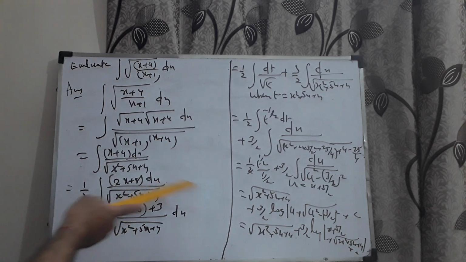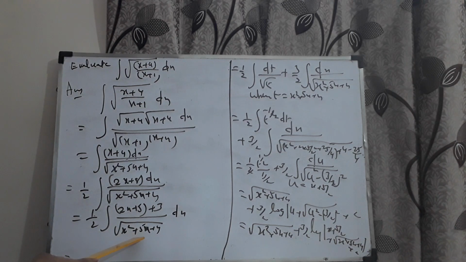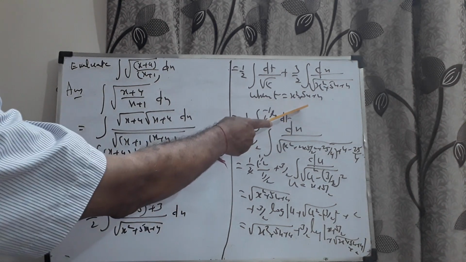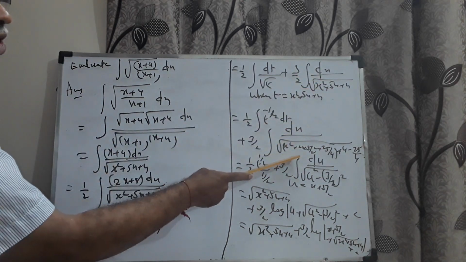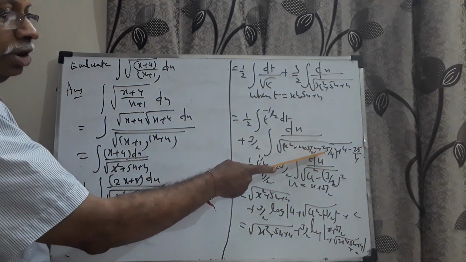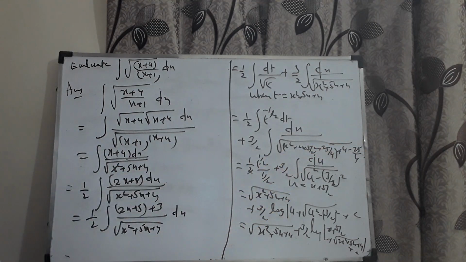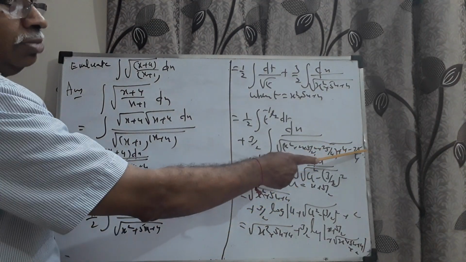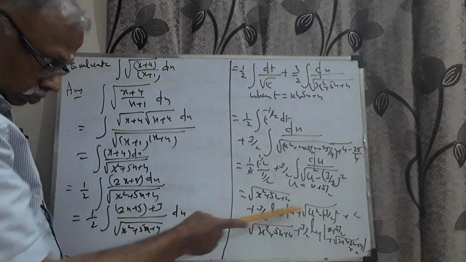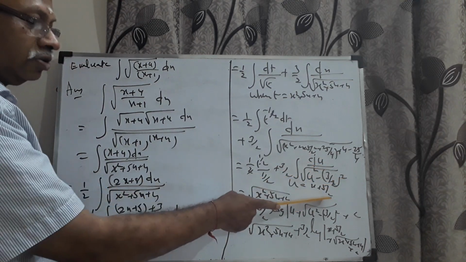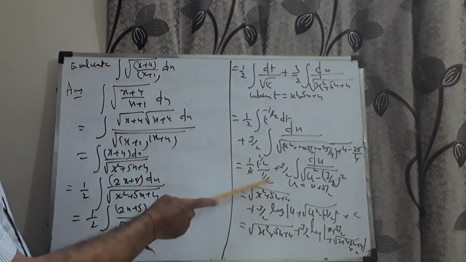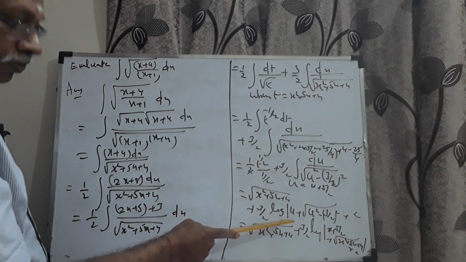Now, I'll make it into two integrals. Half of this is nothing but the derivative of the quantity within the root: dt by root t, where t is the quantity within the root in the denominator, plus 3 by 2 this. Here I'll make it a perfect square: 2 into 5 by 2x, add 25 by 4, subtract 25 by 4. 16 minus 25 is minus 9 by 4. It's of the form du by root of u square minus 3 by 2 whole square, where u is x plus 5 by 2. Here root t is root of x square plus 5x plus 4.